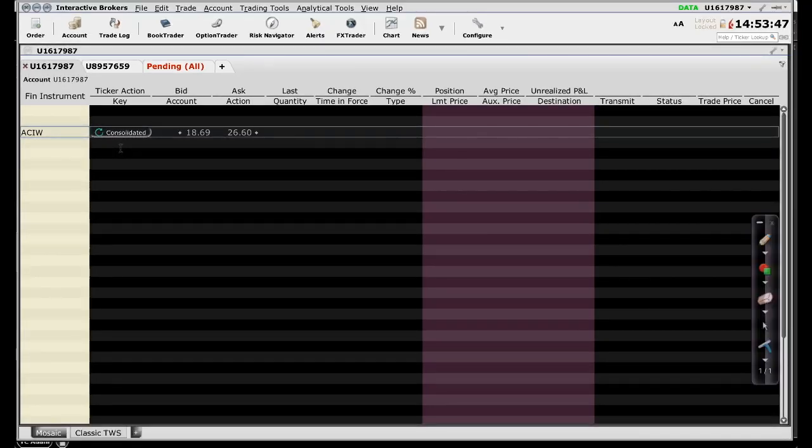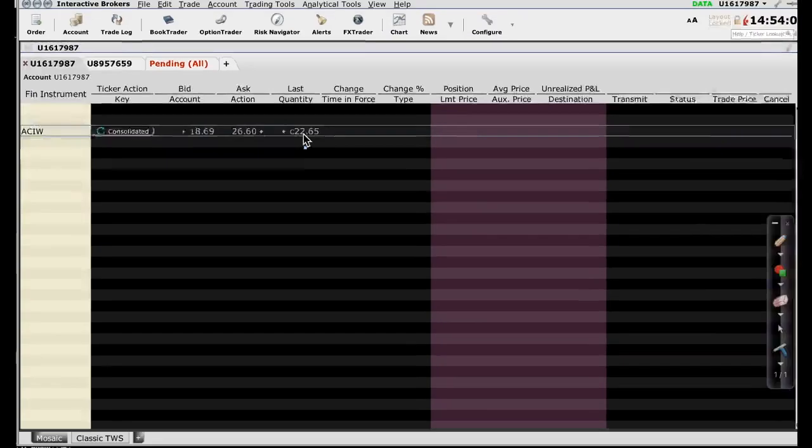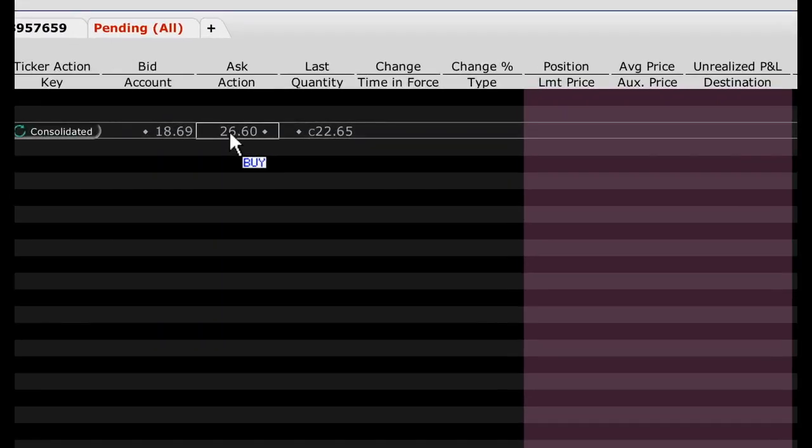And there we are. So right now the market is closed. So the last transacted price was 22.65. That was the last closing price when the market closed yesterday. So before the market opens, I'm going to put in my order. So to buy, I'm going to click on ask. You can see buy, sell. So I'm going to click on buy.